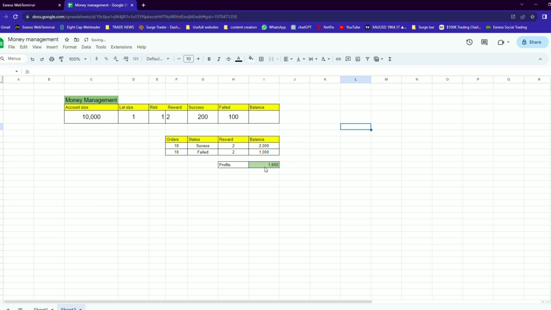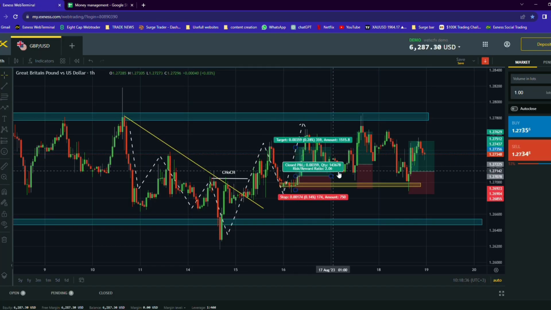You'll have profits of 1,000. Now with this risk to reward, 10 good orders and 10 bad orders, you end up with 1,000 on a $10,000 account. Let's look at another example.